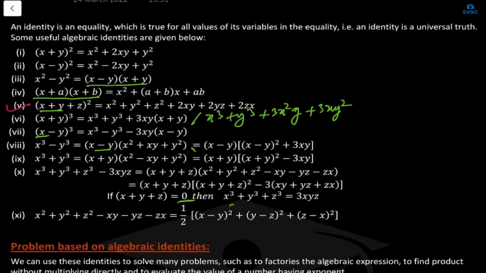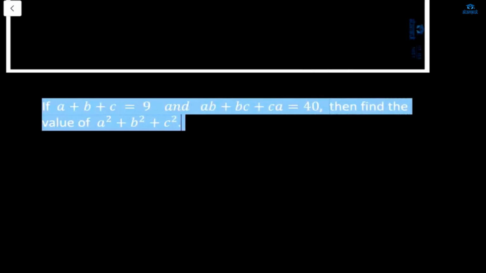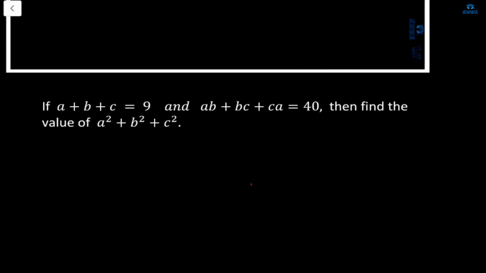A plus B plus C. Yeah, you can use this one only, okay? Because A plus B plus C value is already given. Here we know the value of A plus B plus C is equal to 9, okay?